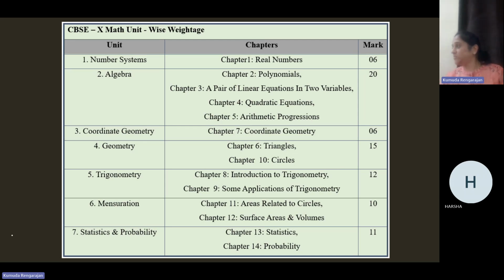The amount of time you have to spend to revise this chapter is far less than the time you'll have to spend with the other chapters. That way, probability is easy, less effort, you can remember. Statistics, less effort, you can remember. Surface areas and volumes, areas related to circles is formula based.